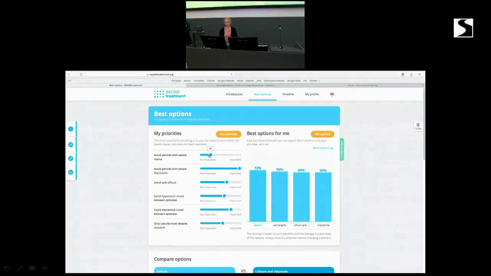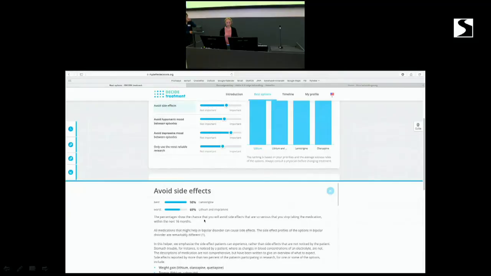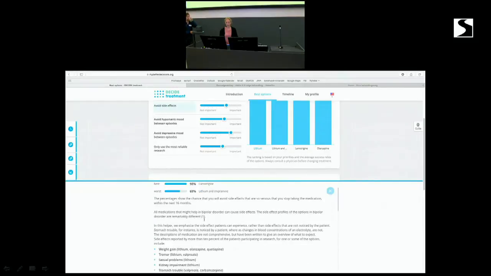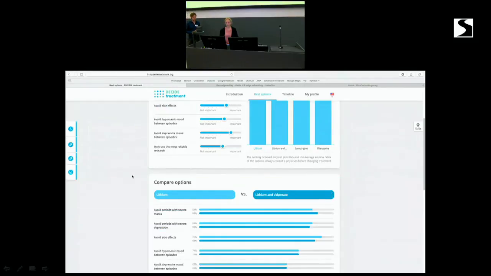The patient can say how important it is to avoid periods with severe mania. This is very important. Maybe it's not so relevant for this patient, and so on. He can just prioritize what is important for you. And if you are unsure what "avoid side effects" means, then of course you can just click on it and you have a lot more information under each link here.